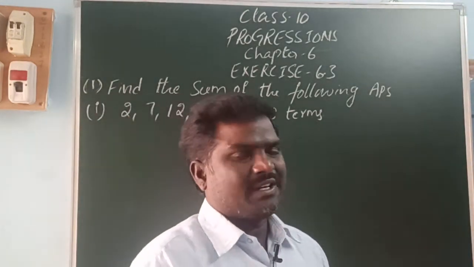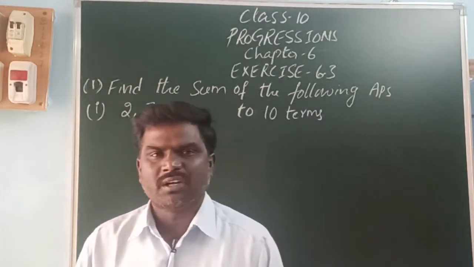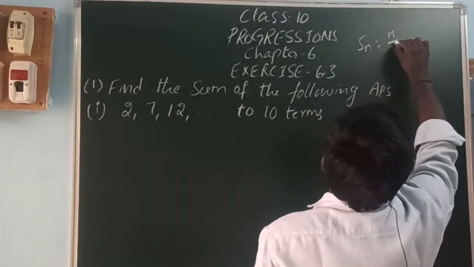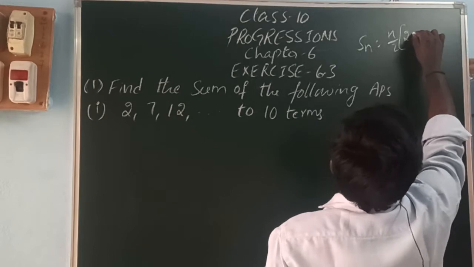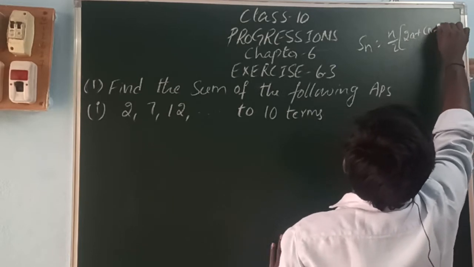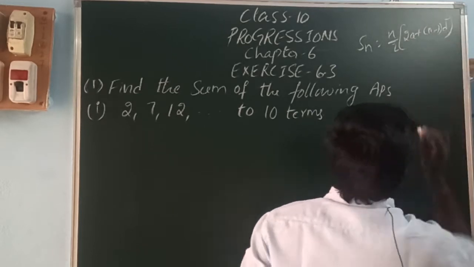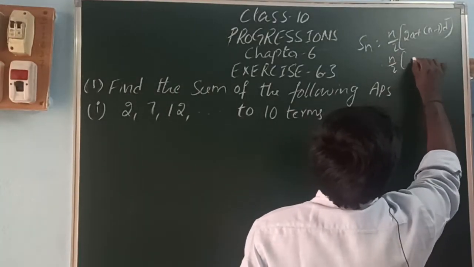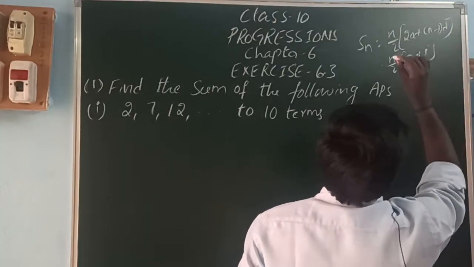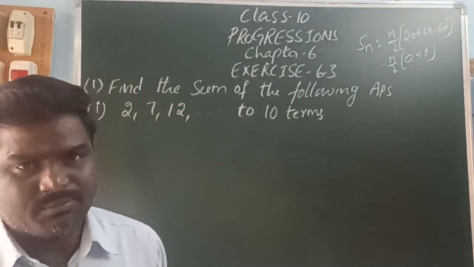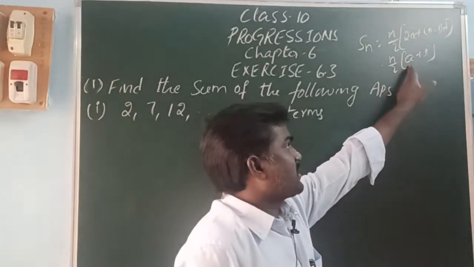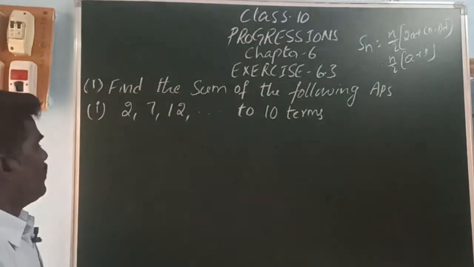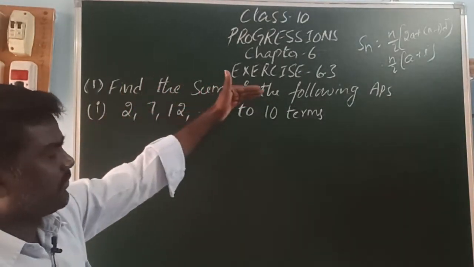Sum of n terms in the AP, what is the formula here? Sn is equal to n by 2 of 2a plus (n minus 1) into d. So this is the sum of n terms in AP. Another formula is n by 2 of (a plus l). It is another formula for the sum of n terms. When they give the first term and last term, you can use this formula.